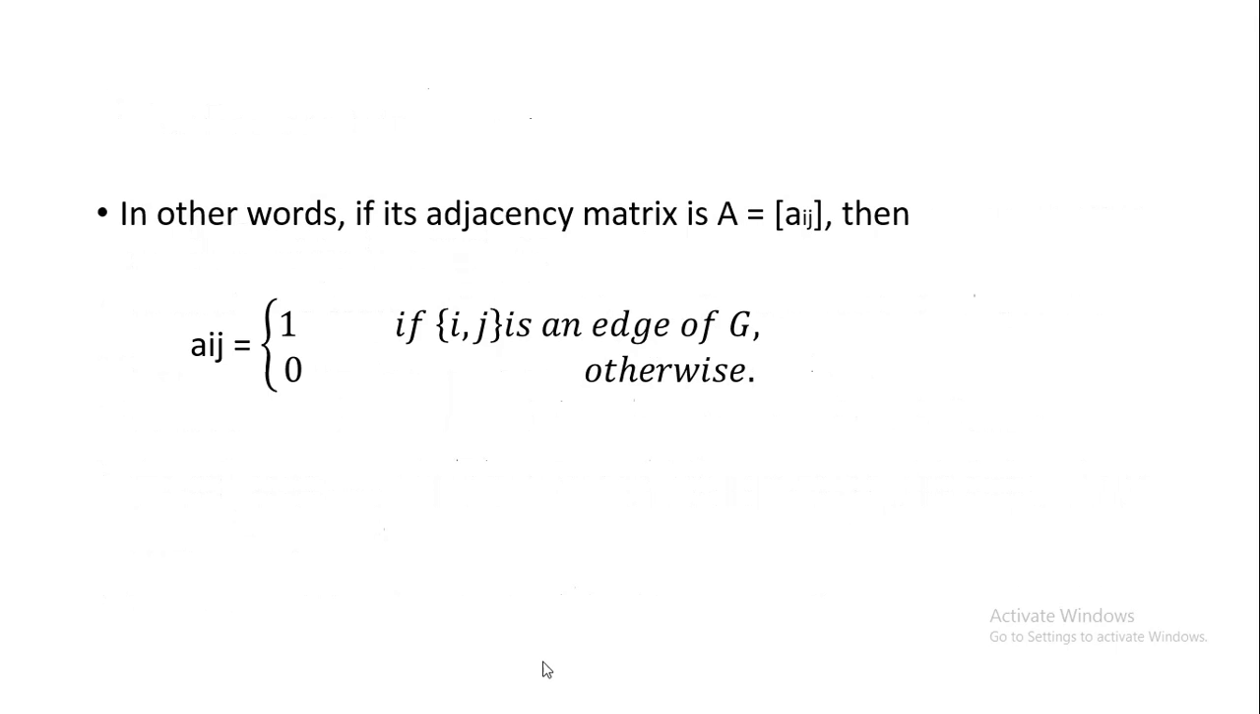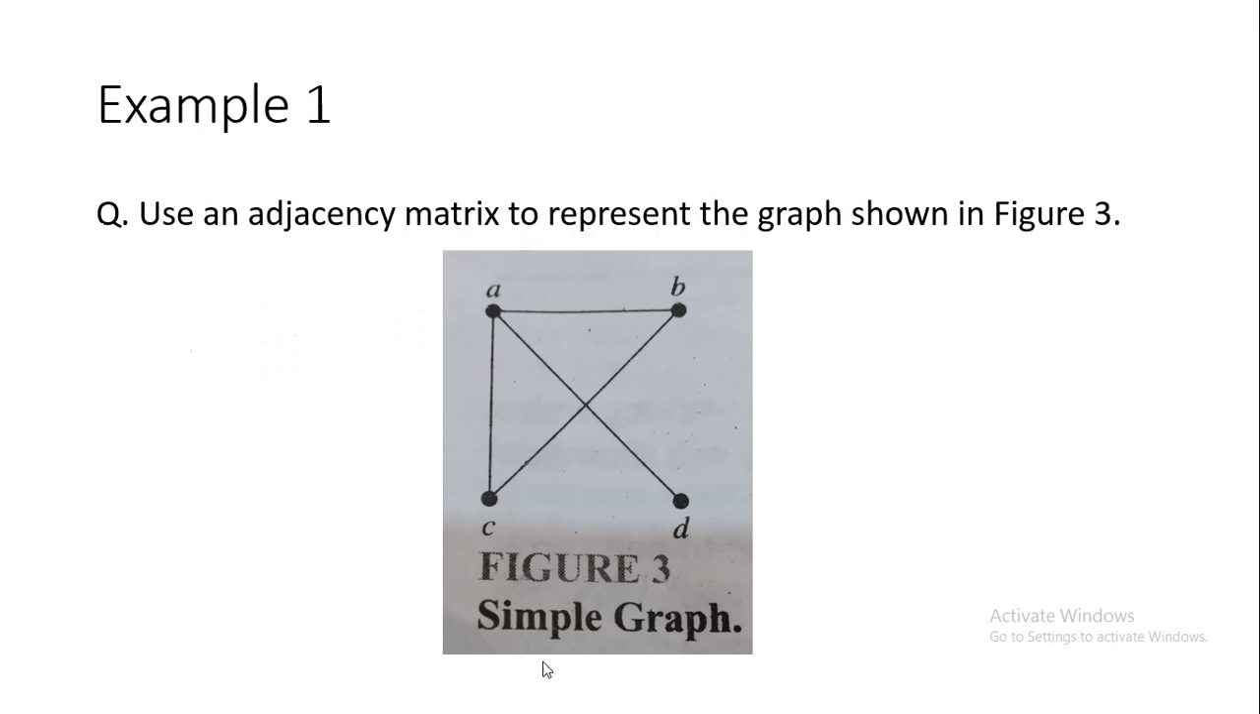In other words, if its adjacency matrix is A = [a_ij], then a_ij is equal to 1 if {i, j} is an edge of G. So as I've already told you, 1 stands for there is an edge present in that graph, and 0 otherwise, which means no edge is present between i and j. Okay, see here one example.